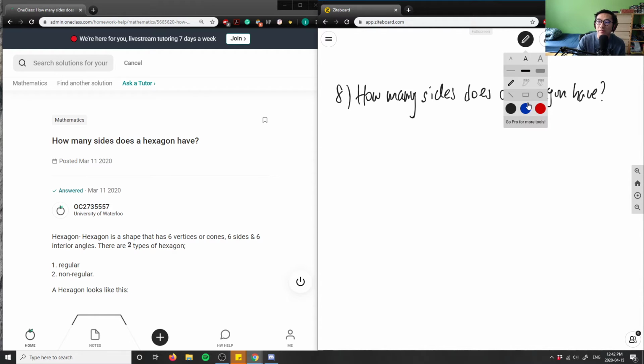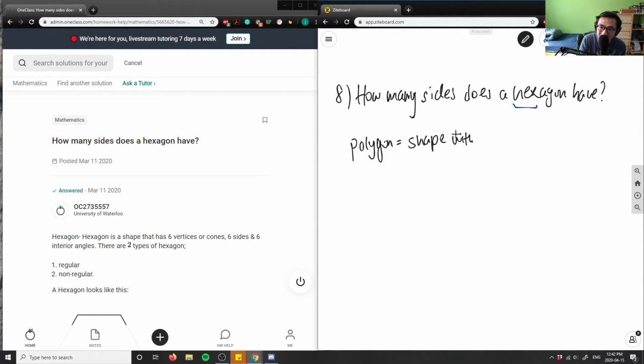How many sides does a hexagon have? What we can do is look at the prefix, the word hex. What does the word hex mean? And what does the word gon mean? This is the concept of polygons. A polygon is simply a shape with many sides. The word poly means many. Polynomial means many variables. What else is a poly word? I can't think of anything. But polygon, a shape with many sides. So poly means many here, and gon is just a shape.